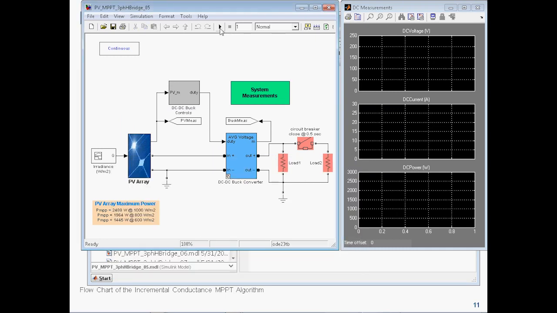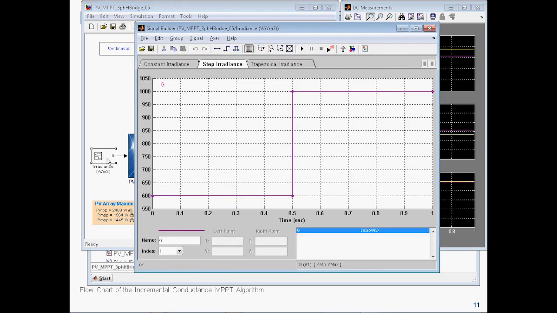When I run this, you're going to see the step response to a step change in irradiance. I'm using a signal builder block. Notice that this allows me to construct my own signals. I can construct whatever signal I want, or bring in data, for example a real irradiance change. I have a trapezoidal signal that I constructed, going from 800 to 600 to 1000.